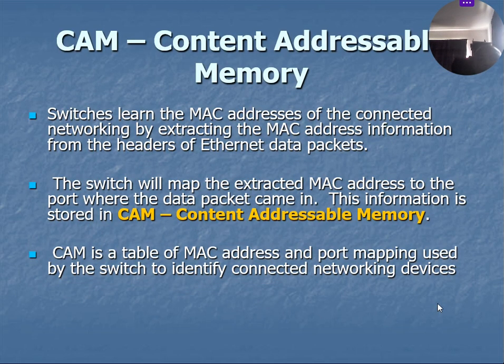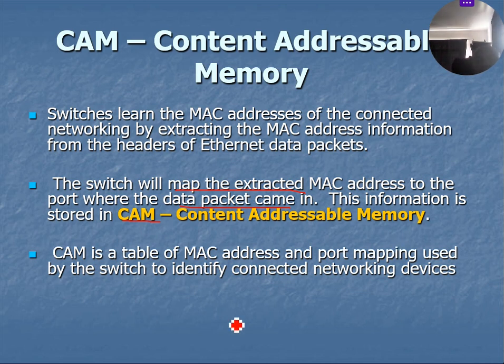Now let's talk about the CAM. A switch uses what we call the CAM, content addressable memory. Switches learn the MAC addresses of the connected network by extracting the MAC address information usually from the header of the incoming data packets. The switch will map the extracted MAC address to the port where the data packet came from in the first instance. This information is stored in the CAM, the content addressable memory.